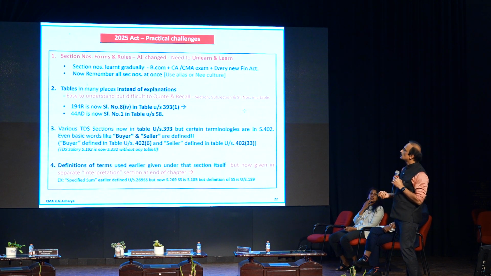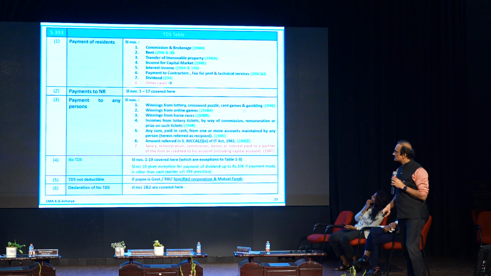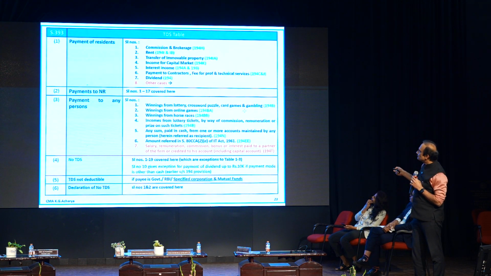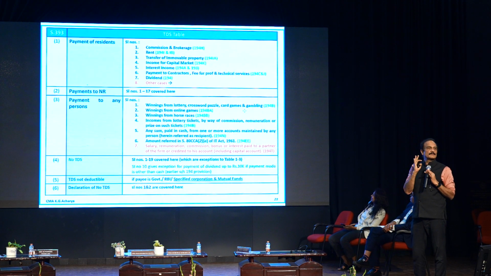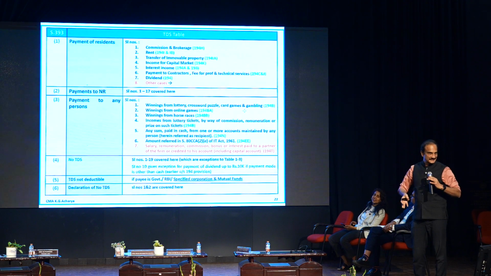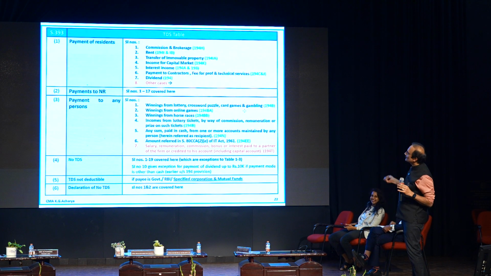Tables in many places instead of explanation. Easy to understand, but difficult to quote and recall. Now just see this. How are you going to tell this? What was such a simple commission and brokerage 194H will now be serial number 1 under the table under section 393(1). So I will just remember 194H. So people who have read 1961 will take 194H. Imagine 5 years down the line, you have a new CMA or a chartered accountant coming. You say 194H and he thinks our sir has gone mad. That is a problem. You will have to keep on relating like that.